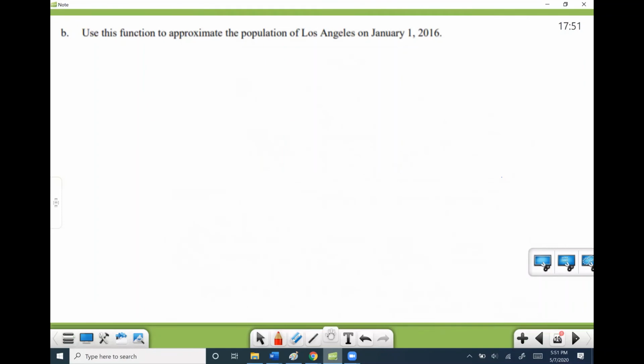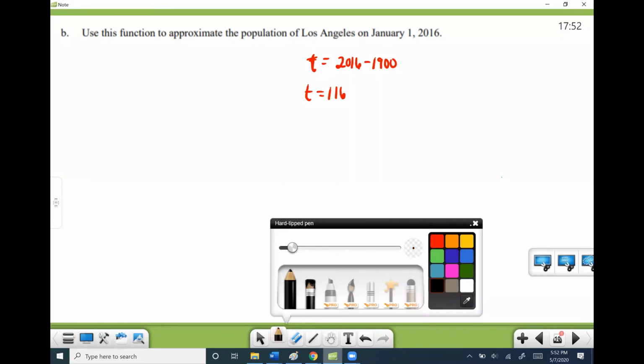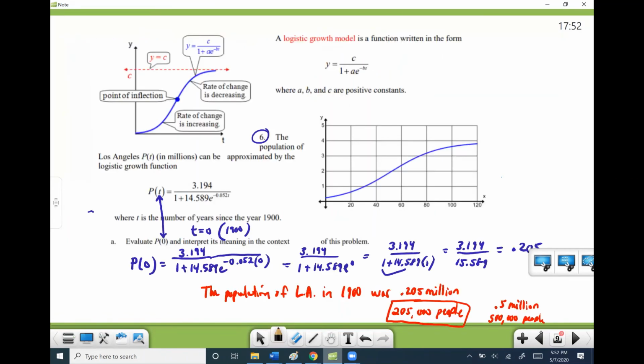Use this function to approximate the population of Los Angeles in 2016. Okay. Sorry, guys. I had to mute you there. All right. So let's go ahead and use this function for 2016. So I've got to figure out my t. 116? Yeah, I would do 2016 minus 1900, so I'm with you on that. That's going to be 116. So we just got to plug 116 into that thing. And now I have space to write it bigger. I was still crammed on the bottom there.